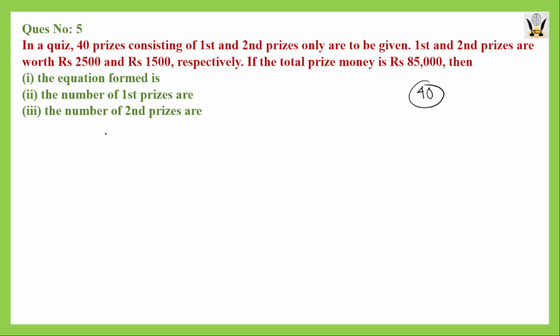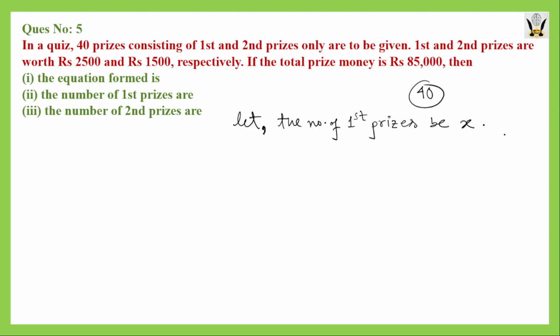Now since again there are 2 unknown parameters, number of first prizes and number of second prizes, we may assume two separate variables for two unknown parameters, but here we won't do that. Here we will assume only one variable for one unknown parameter, and the second one we will represent in terms of the variable that we have assumed for the first one. And we will take the help of some other value given in the problem statement to represent the second unknown parameter.